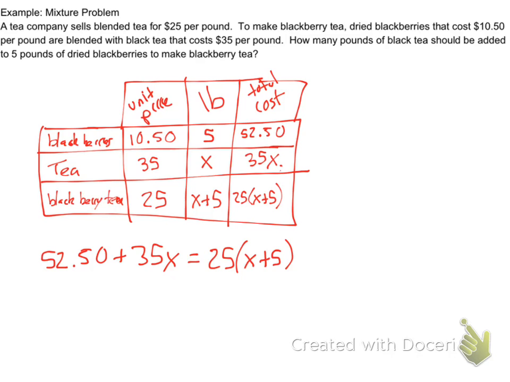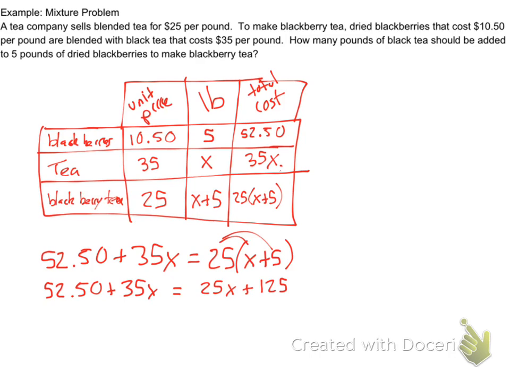I'm guessing the left-hand side is done, right, for now? So 52.50, we'll copy, paste it. What should I do with that 25, guys? Distribute. 25x plus what? 125? Now it looks a lot like our problems. Ooh, it has decimals in there. We can deal with that later.